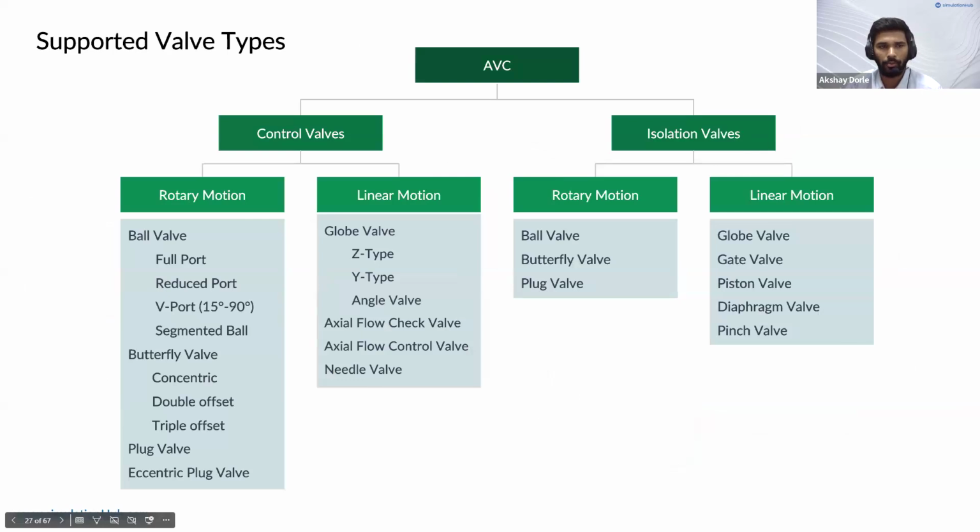Supported valves on the platform: we support almost all control valves and isolation valves. So you can check this slide out. We have rotary motion valves, linear motion valves. We have almost all ball valves, butterfly valves, globe valves, axial flow check valves. So as the topic of today's webinar is axial flow check valves, when users have to use the platform to design their valves and to study the CV, KV, CDT for their nozzle check valves, we would go with axial flow check valves.